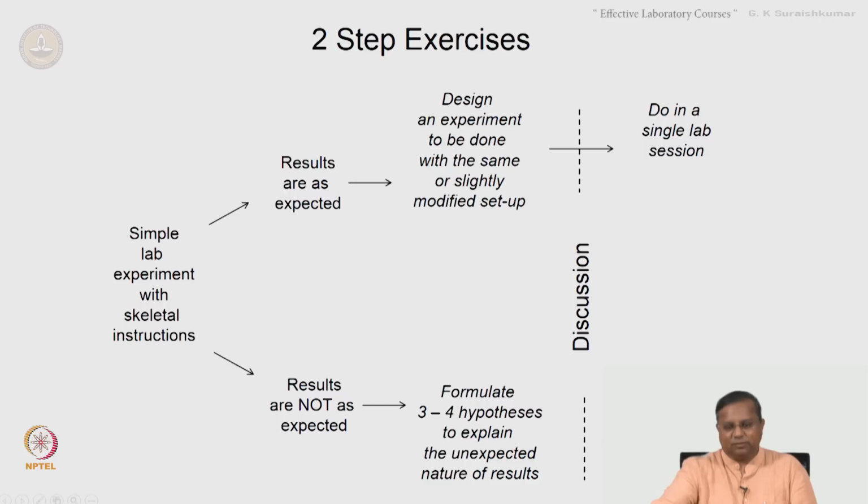For the second session, if the results were not as expected, they had formulated their hypothesis, they had fine tuned their hypothesis during the discussion session, and they do experiments only to prove or disprove the hypothesis. It has nothing to do with the initial experiment. I will show this by an example to you. They do experiments to either only prove or disprove these hypotheses.